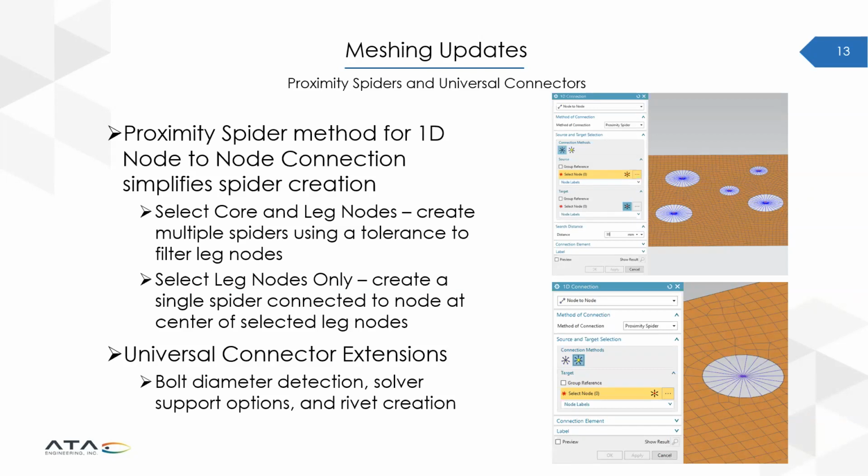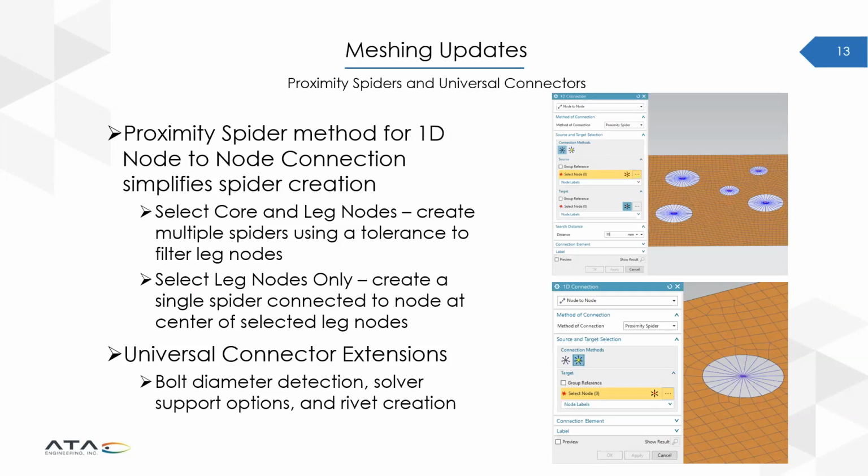And then finally, this is the final slide for our meshing updates. There's a new method for 1D connection, and specifically it's on the node-to-node connection tab, and it's called Proximity Spider. This simplifies spider creation, whether that is rigid spiders or stiff beam spider elements or something like that. So there's two options here.